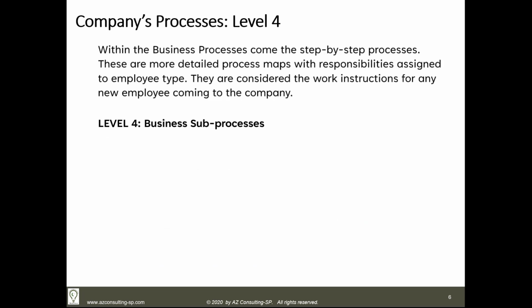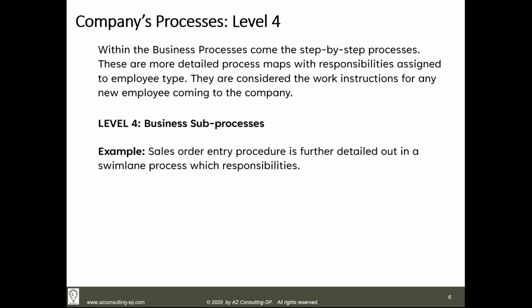Level 4. This is where you see the business sub-processes. These are more detailed process maps depicting a step-by-step done within each process. They are considered the work instructions for any new employee coming into the company.